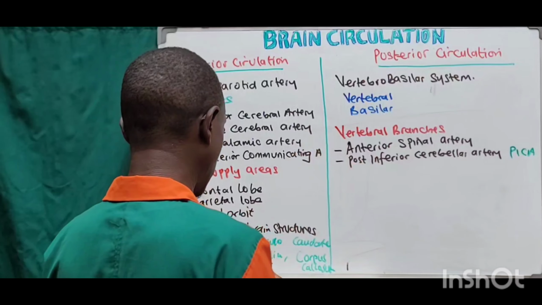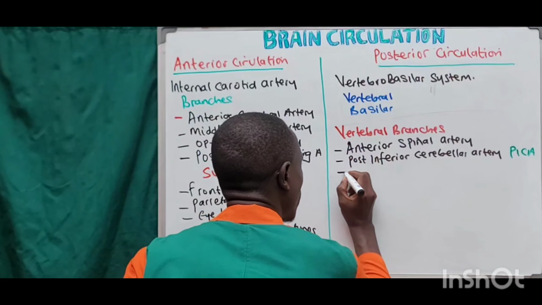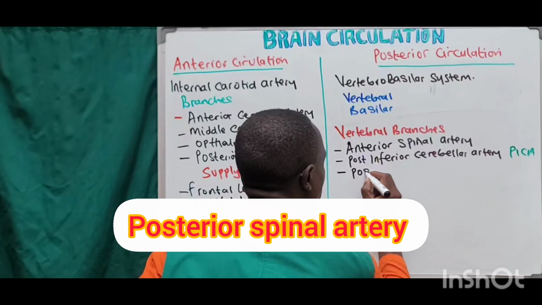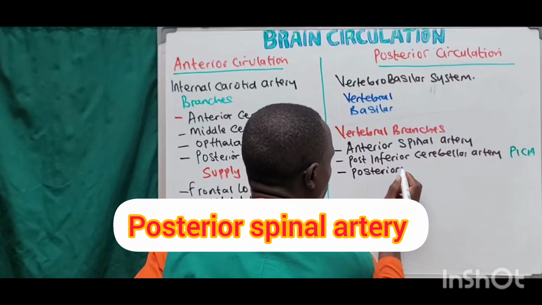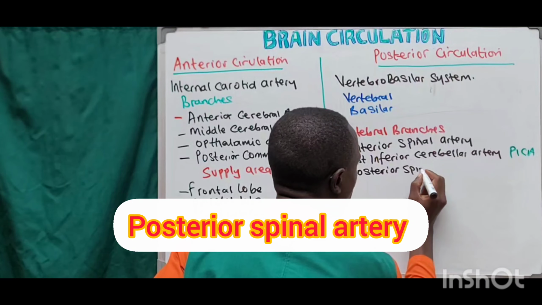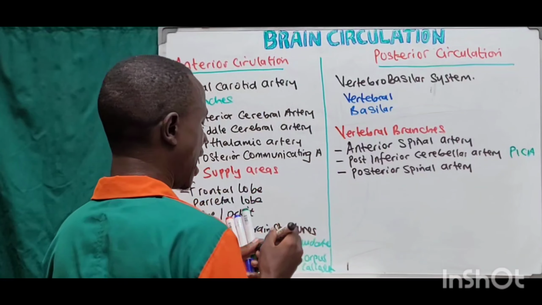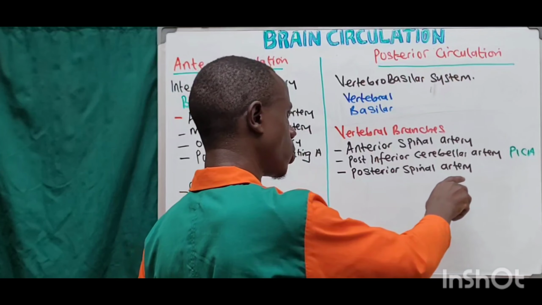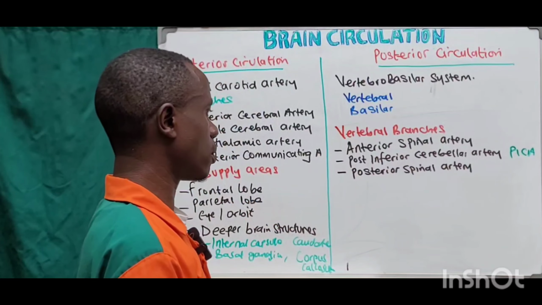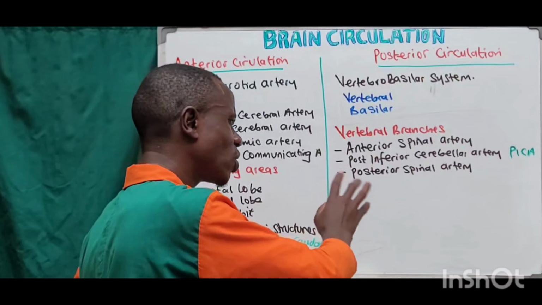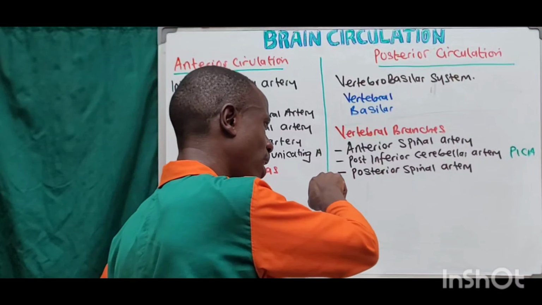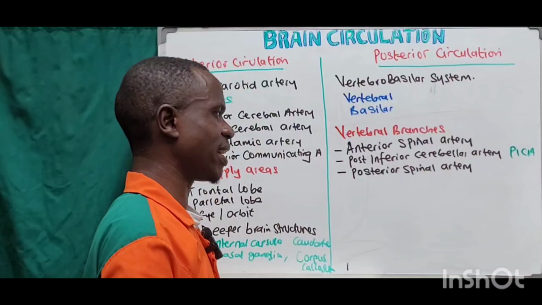Super, very important. And then another one is the posterior spinal artery. And of course, when we talk about the posterior spinal artery, it is going to be supplying approximately a third of the spinal cord, and is generally coming off as a branch of the posterior inferior cerebellar artery.